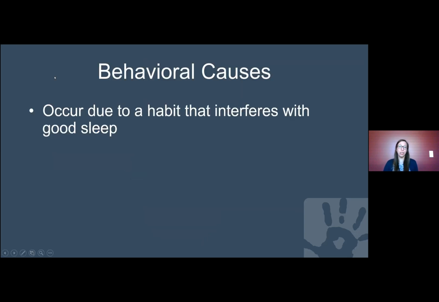As I mentioned, behavioral causes occur due to some habit that interferes with good sleep. The second part of the talk will be dwelling on this quite a lot, so I won't dwell on it more here, but suffice it to say that behavioral causes are one of the easiest things to intervene on, and in studies, it's been shown that fixing a lot of these behavioral things goes a long way towards fixing sleep problems in general, even when other things are going on like medical causes.